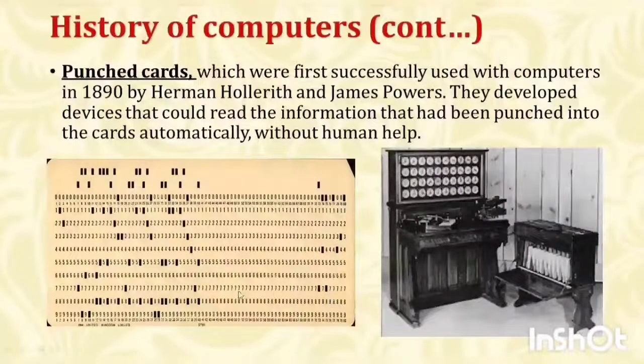The next is about punch cards. Punch cards were first successfully used with computers in 1890 by Herman Hollerith and James Powers. They developed devices that could read the information that had been punched into the cards automatically, without human help. As you can see in the image of a punch card at the left corner, these punch cards are little thick paper strips, and a machine is used to punch data on the card. A bunch of cards is then placed on another machine from where the computer reads the data, does all the operations mentioned in it, and gives the results to the user.